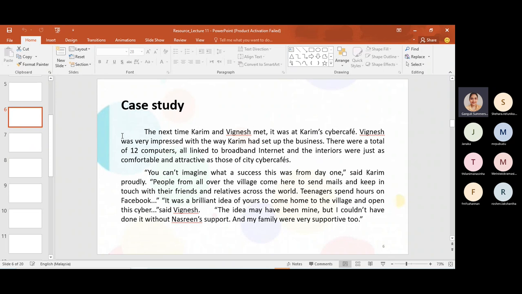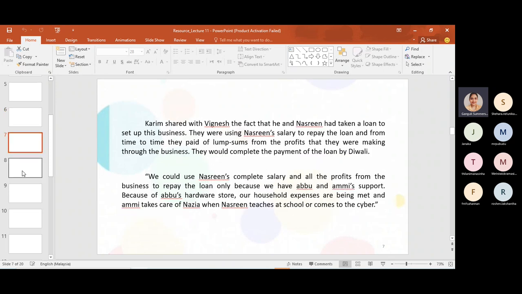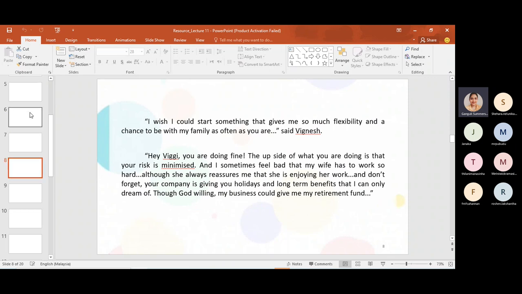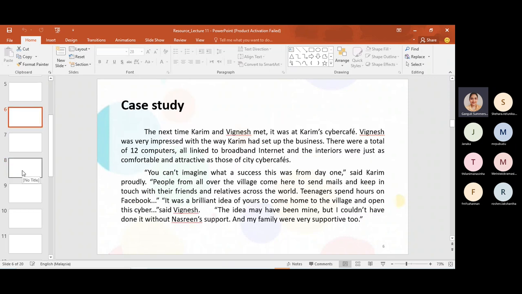This is just one slide. So the case study is there in slides 7 and 8 as well. Okay, so the same case study, but it's in 3 slides, slides 6, 7, and 8. Okay, so what you can do is, since I shared the lecture note to the WhatsApp group, just download it from the WhatsApp group and read slide number 6, 7, and 8, the case study. Read every sentence carefully.